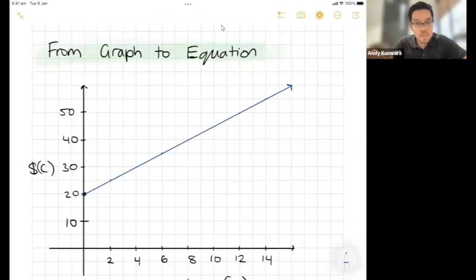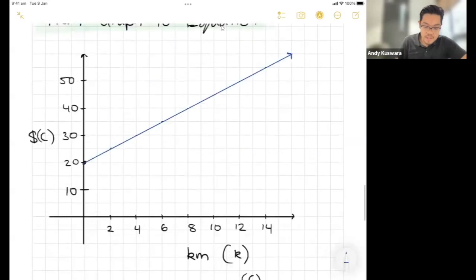My bad. There's one more part here. The other type of question is, instead of going from an equation to a graph, they will give you a graph, and they'll ask you to change it back into an equation. Okay. So here's an example of a graph.